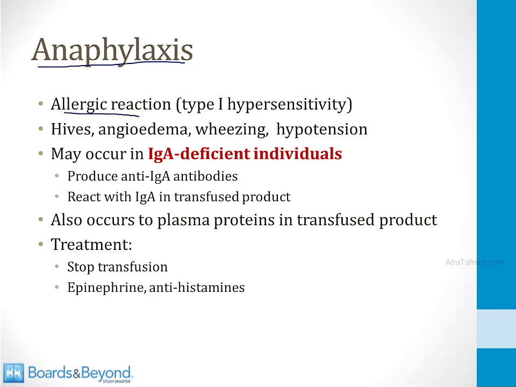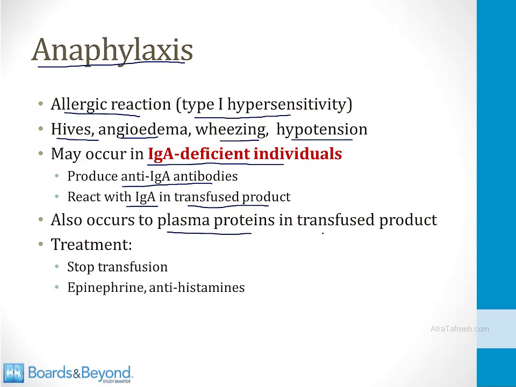Rarely, patients can develop anaphylaxis to a blood transfusion. This is obviously an allergic reaction, just like all forms of anaphylaxis. It is a type 1 hypersensitivity reaction. Patients will develop hives and angioedema and wheezing and hypotension. One place where this classically occurs is among individuals who are IgA deficient. They can produce anti-IgA antibodies because they are IgA deficient. These can react with IgA that is sometimes found in the transfused product. This can also occur if the patient has a reaction to plasma proteins that are in the transfused product. The treatment is to stop the transfusion, obviously, and then administer standard anaphylaxis therapies like epinephrine and antihistamines.